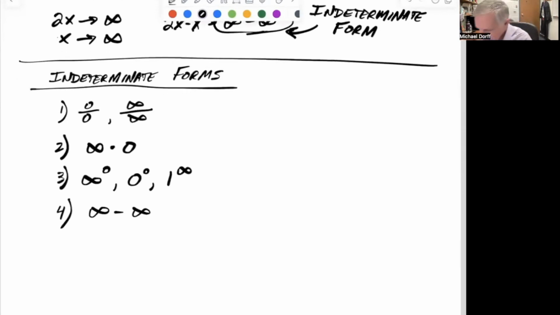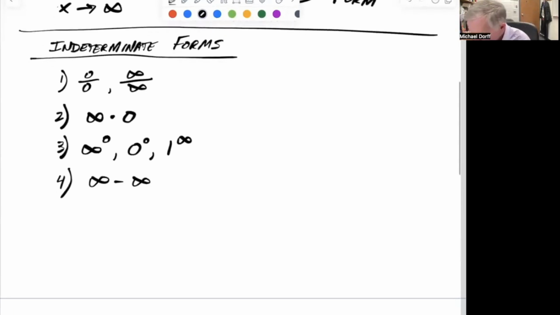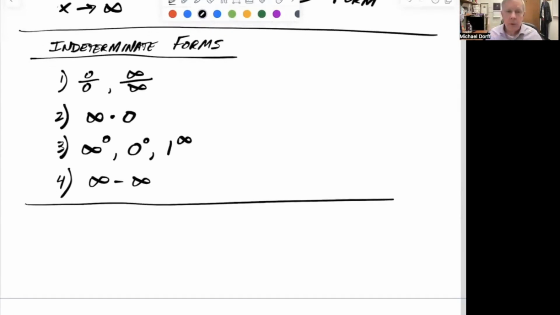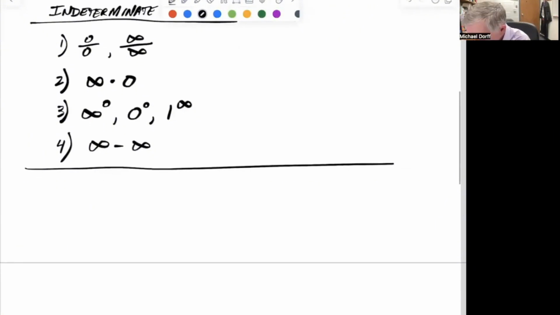All of these are indeterminate forms, and in order to evaluate them, we're going to have to do some more work. We can't just say that infinity minus infinity is 0. All right, let me give you some concrete examples of indeterminate forms.